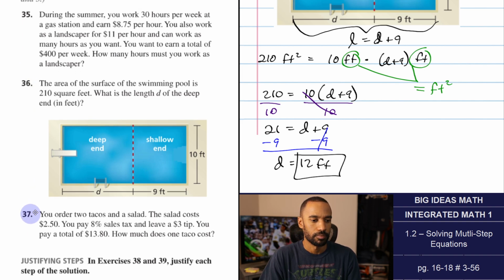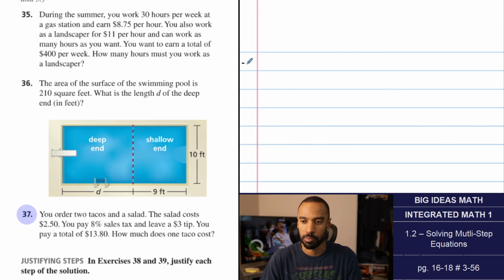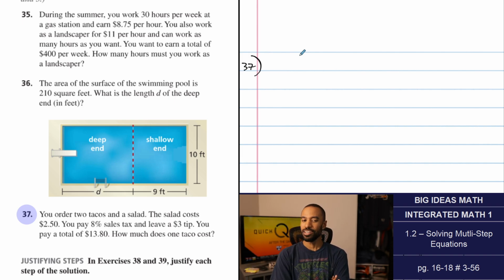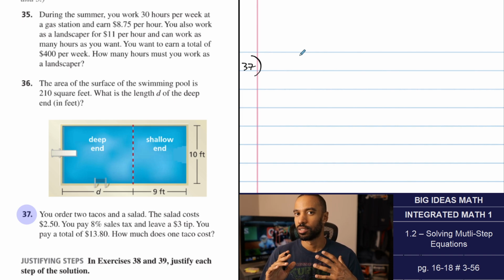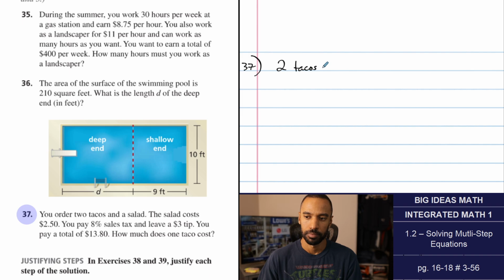Number 37. You ordered 2 tacos and a salad. Ooh, this is real life application. Sounds like something we'd do. The salad costs $2.50. You pay 8% sales tax and leave a $3 tip. You pay a total of $13.80. How much does 1 taco cost? Okay. So X is the cost per taco. We don't know how much they cost, right? But we ordered 2 of them. So 2 tacos times the X dollars per 1 taco, right?